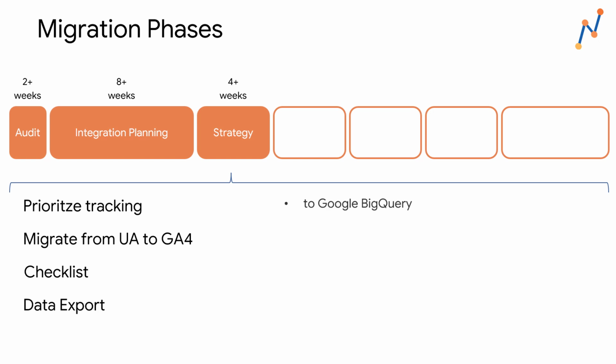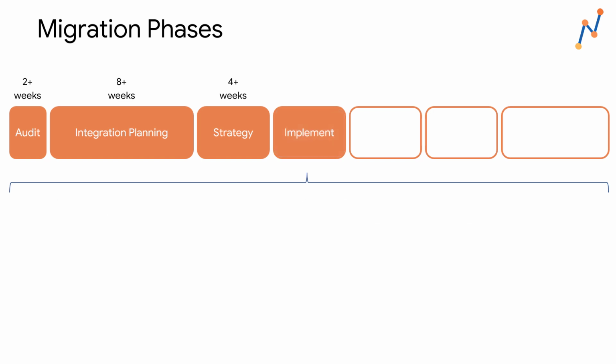Either you export the data to Google BigQuery if possible, or you need to find some other solution, like for instance importing the data from Universal Analytics into another web analytics solution. And after you have successfully taken care of this phase, it's time to start with the implementation.